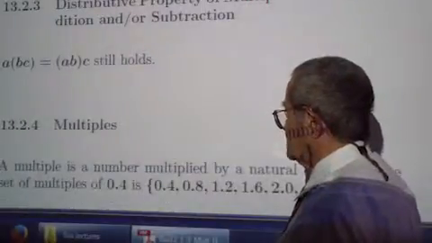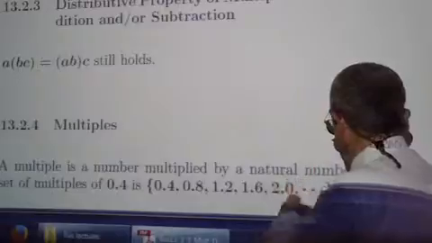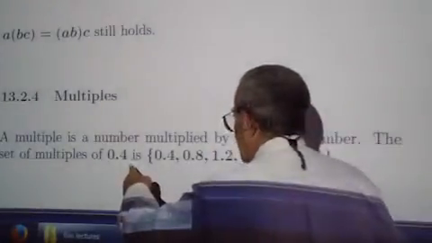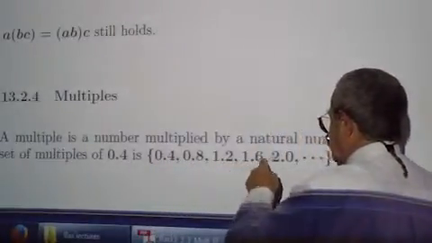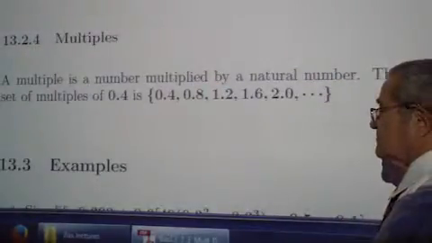What are multiples? A multiple is a number multiplied by a natural number. Like a multiple of 0.4 is 0.4, 2 times 0.4, 3 times 0.4, 4 times 0.4, 5 times 0.4, and so on, and so on.